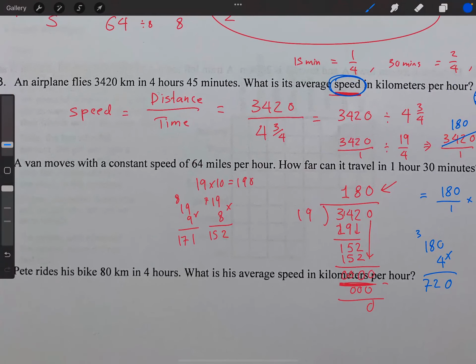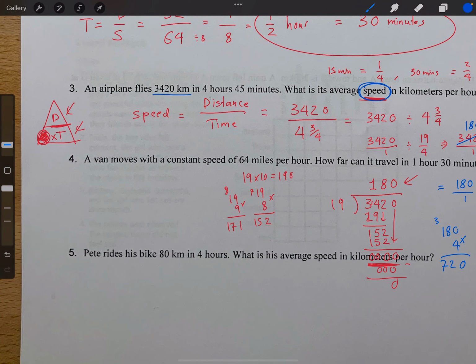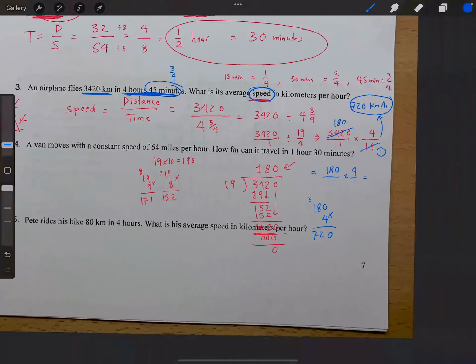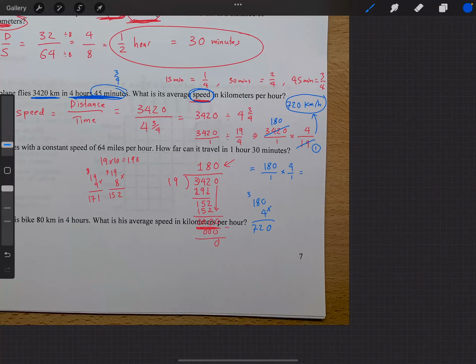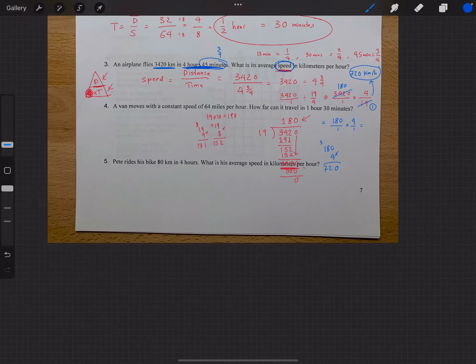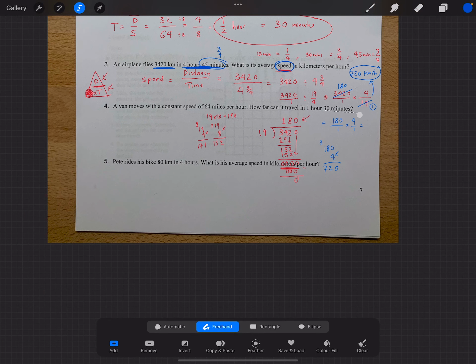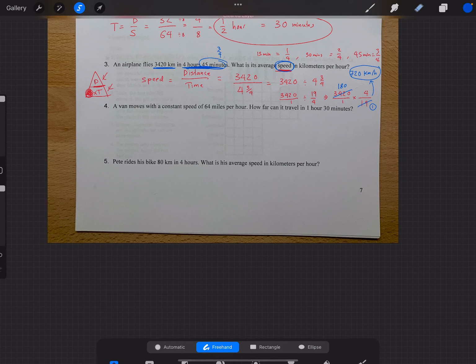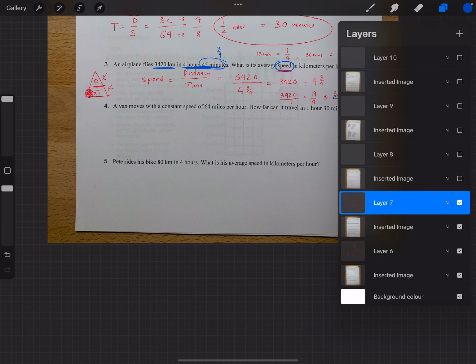How do I know it's kilometers an hour? Because look at the speed. Speed is in kilometers, and the time is in hours. We did everything in terms of hours. Even the 45 minutes, we changed it in terms of hours. 45 minutes is 3/4 of an hour. Everything's in terms of hours, okay? So it has to be kilometers per hour. That's the answer. Okay, that was a tricky one. Long and tricky. Now I'm going to get rid of this. Alright. Next one.